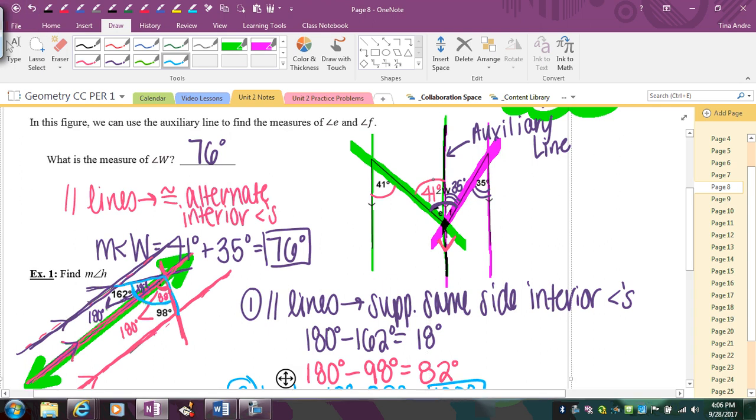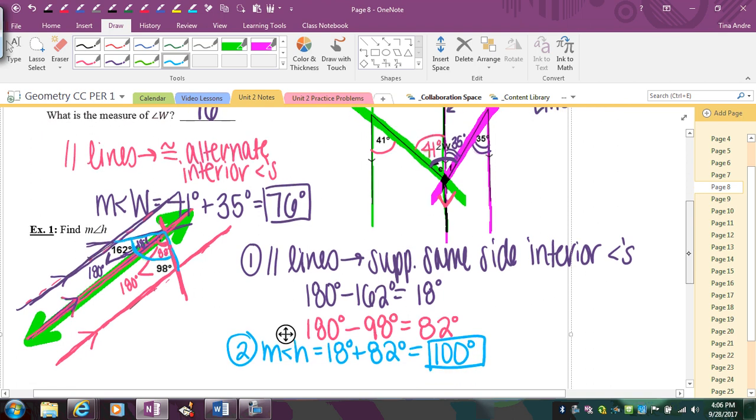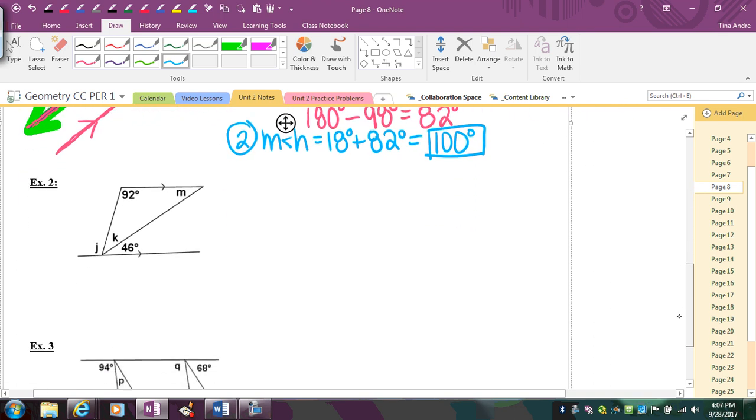I was trying to find this portion E so that I could find W, so those are alternate interior. So that's kind of what I'm running through as I'm doing these. So let's try a couple more.